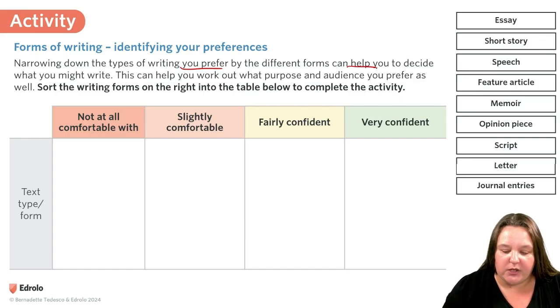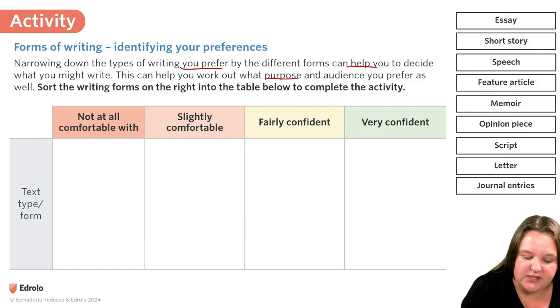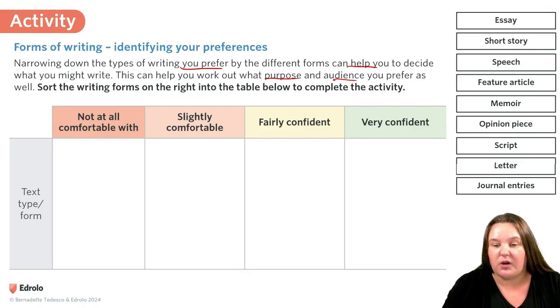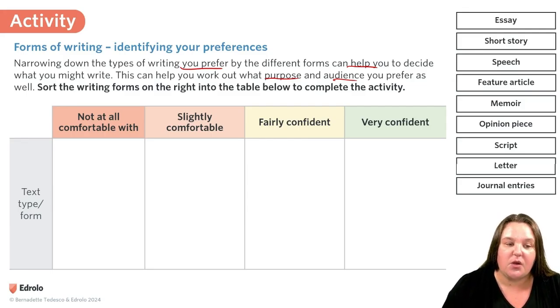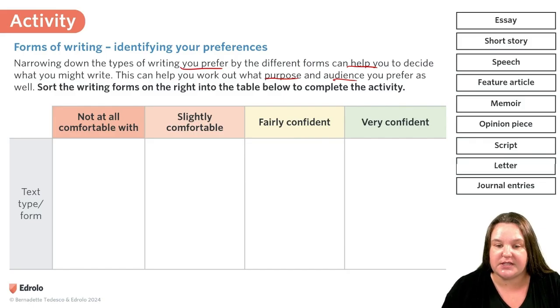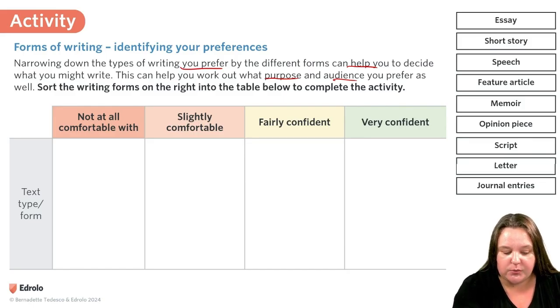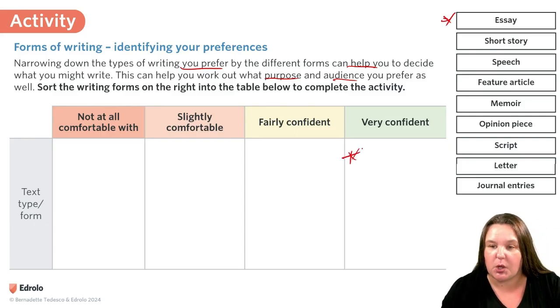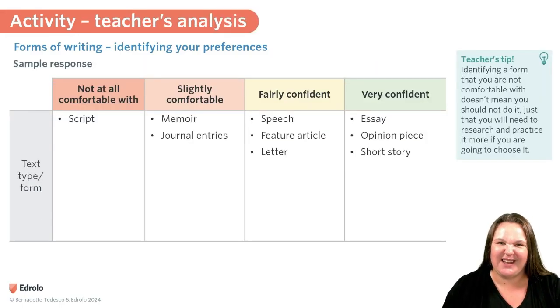It can help you work out what purpose and audience you prefer as well, because each different type of writing, each different form would have a more suitable audience attached to it or a more suitable purpose. What I want you to do in this activity is I want you to sort the writing forms on the right into the table below to complete the activity. So just put it into whichever column. For example, when it comes to an essay, I'm very confident at writing an essay, so I would put that one in that column.